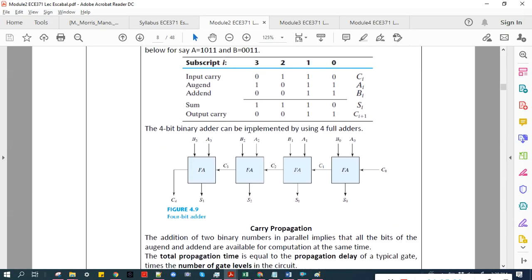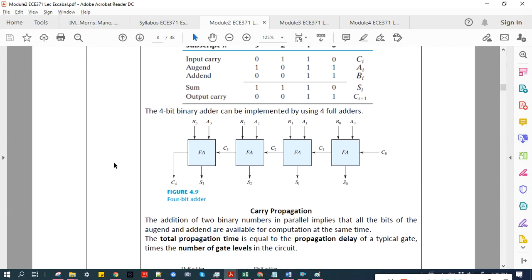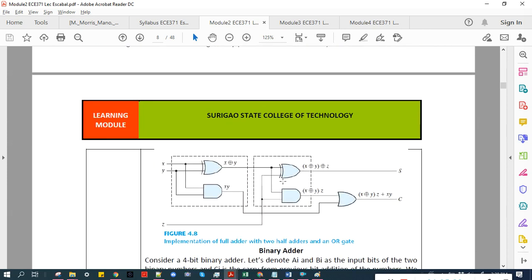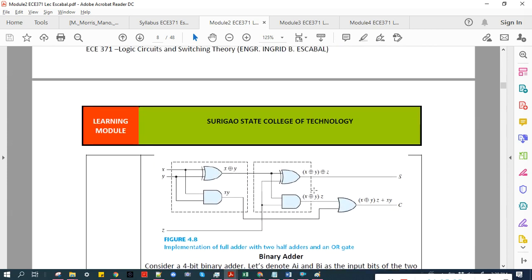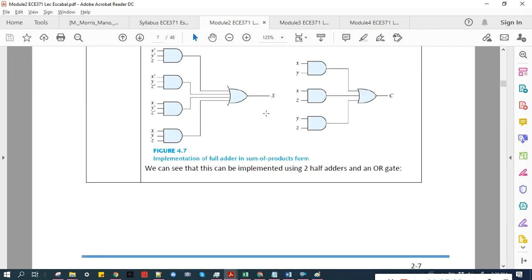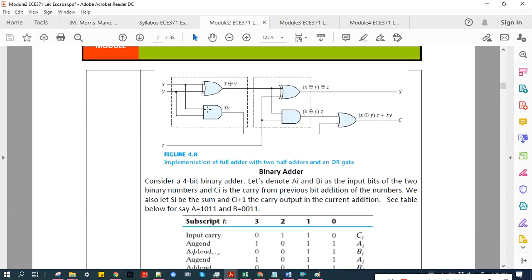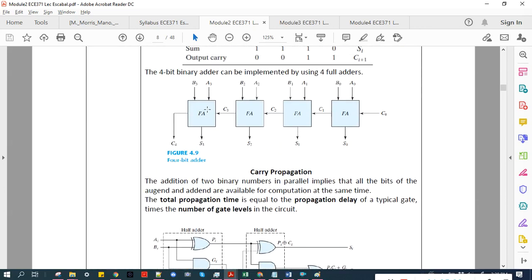This is the block diagram or the logic diagram for the 4-bit adder. It can be implemented by using 4 full adders that we have discussed. Inside this full adder is this circuit, the full adder circuit, or this one. So we have one full adder, 2, 3, 4.